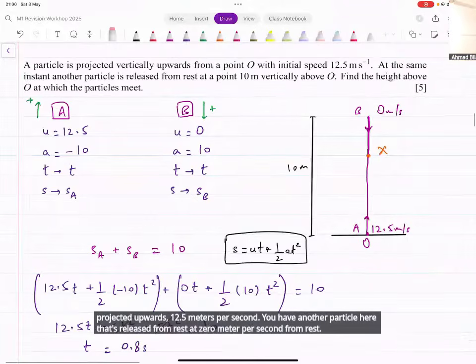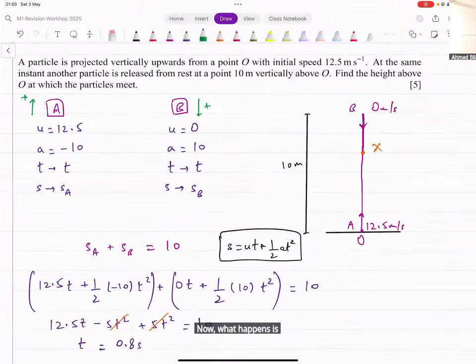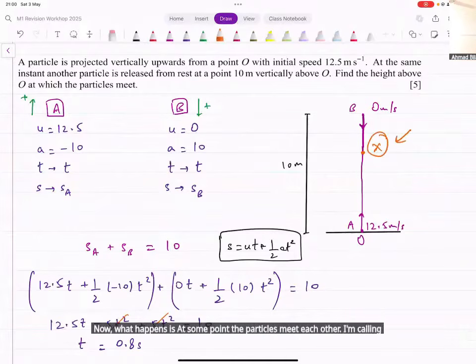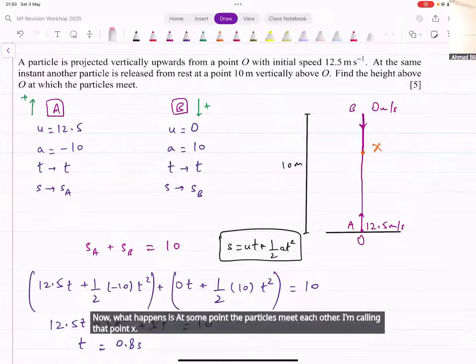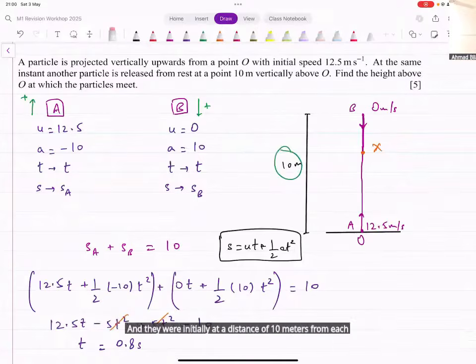Now, what happens is, at some point the particles meet each other. I'm calling that point X here. They were initially at a distance of 10 meters from each other. Now, what do we know about each particle? A is moving in the upwards direction, B is moving in the downward direction.